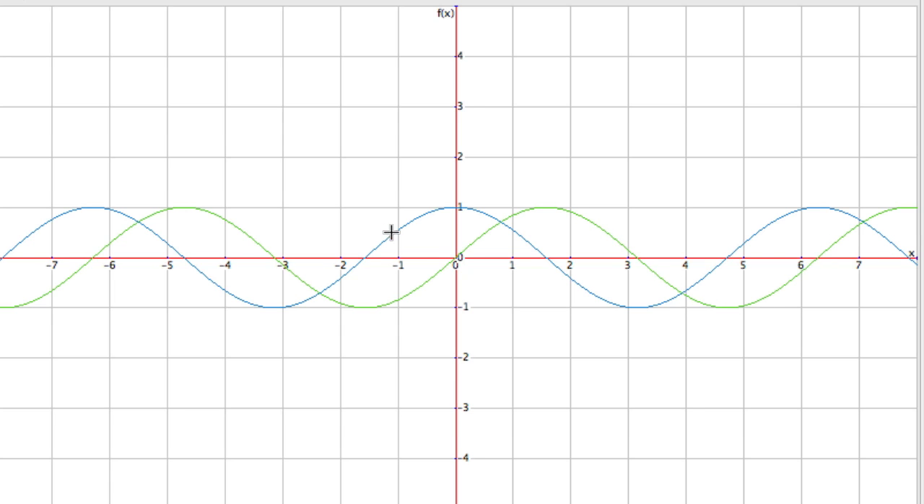And the cosine, here it is at 0, it's 1. It's in blue. And there it goes. Comes right back up, and it starts to repeat again, right at the same spot. So these two graphs are identical.